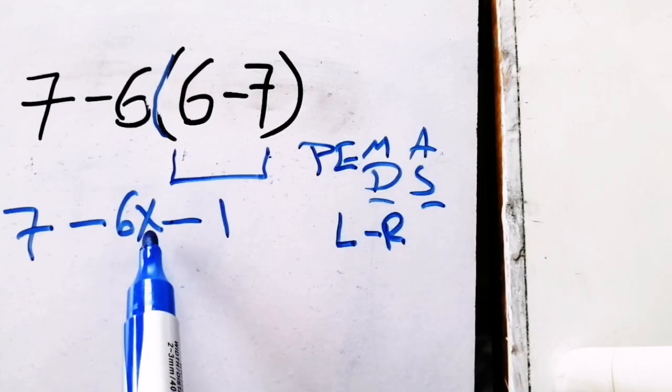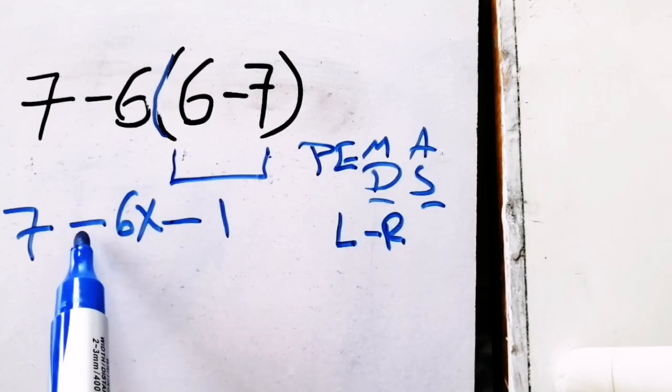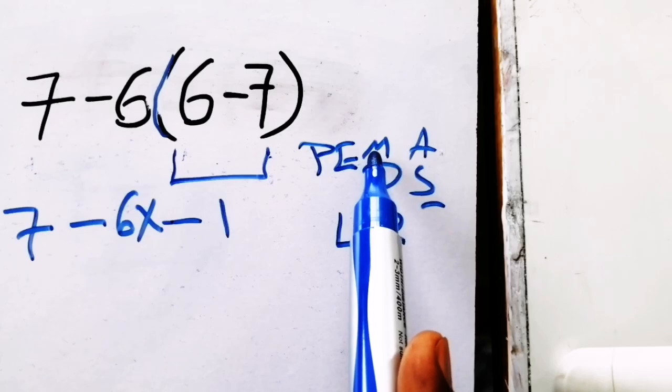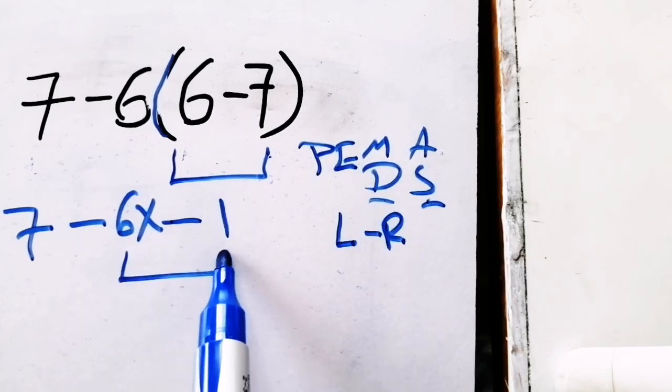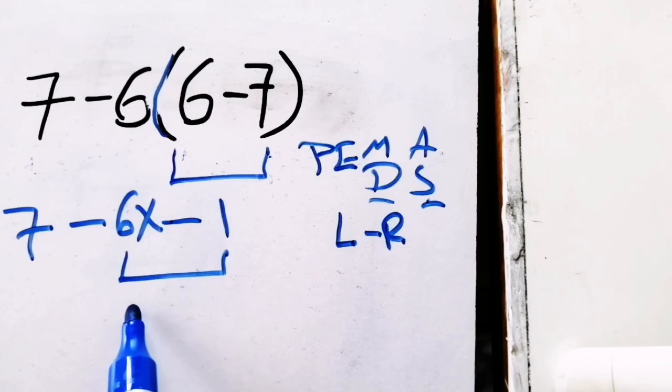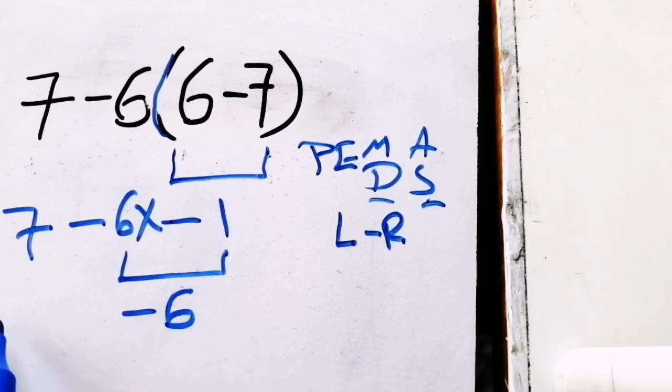According to PEMDAS, this multiplication has higher priority than this subtraction because multiplication comes before subtraction. Therefore, we have to multiply this number first. 6 times negative 1 which equals negative 6. Then 7 minus negative 6.